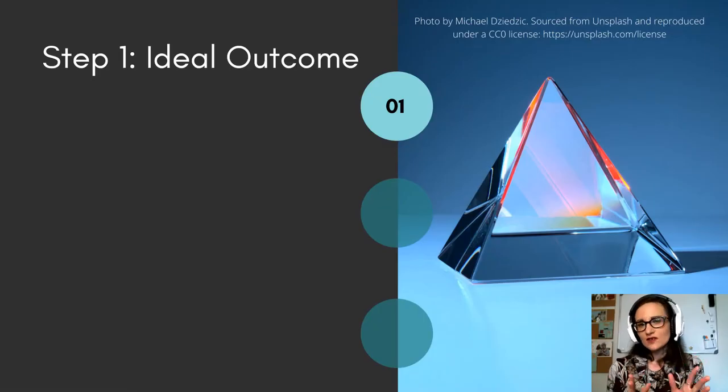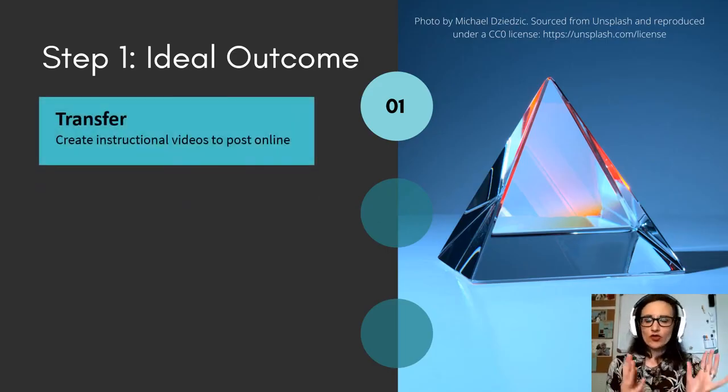Let's look at each of these steps in a little bit more detail. So again, step 1, we determine the ideal outcome, but we want to break that down just a little bit more. We want to think about transfer, which is just a fancy way of saying how will learners use what they've learned outside the classroom in a real-life context. So in this case, for this course, we want our learners to be able to create their own instructional videos for a variety of purposes and contexts.